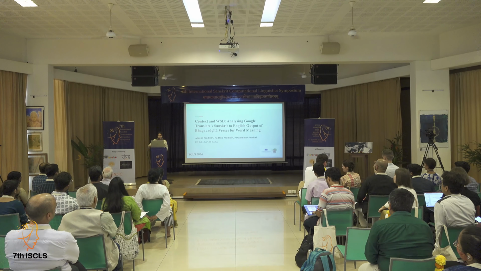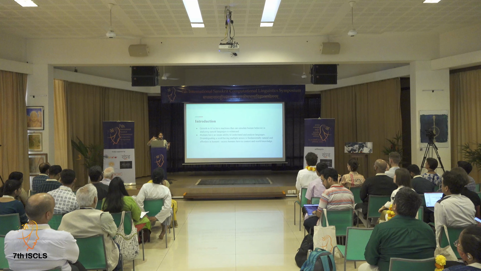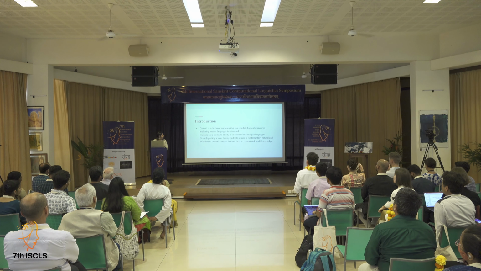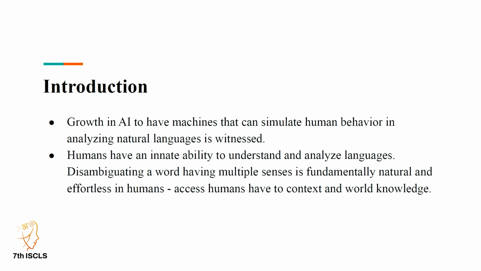I'm Anagha Pradeep from IIIT Hyderabad, and I'll be presenting my paper, Context and WSD, Analyzing Google Translate's Sanskrit to English output of Bhagavad Gita verses for word meaning. We see an exponential growth in artificial intelligence to have machines that can simulate human behavior in analyzing and understanding languages. Humans have the innate ability to understand and analyze languages, which means disambiguating a word having multiple senses is fundamentally natural for humans. This is mainly because humans have access to context and world knowledge.